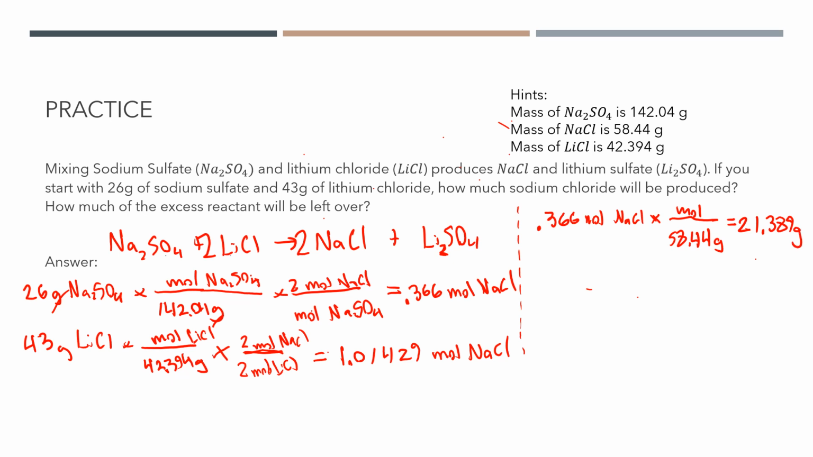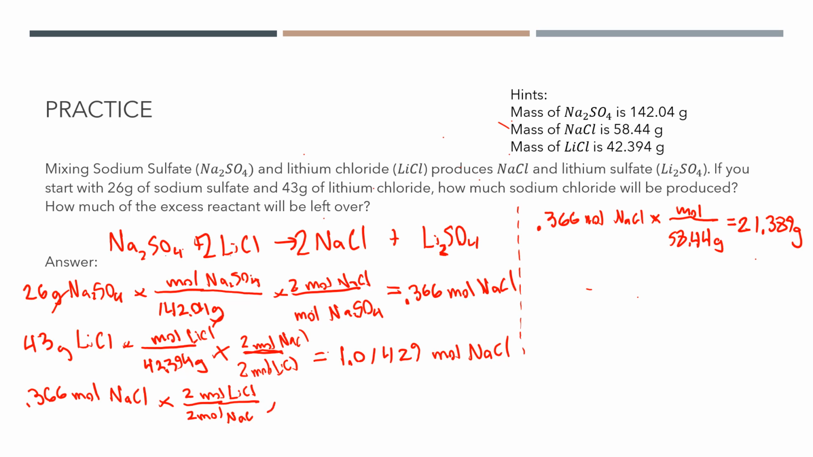Next, we have to determine how much excess reactant is actually used from our non-limiting reactant. In order to do that, we have to determine how much of our lithium chloride is actually used up. So let's take our 0.366 mole of sodium chloride and convert that back into moles of lithium chloride. For every 2 moles of sodium chloride produced, you're going to use up 2 moles of lithium chloride. That's going to be 1 to 1.